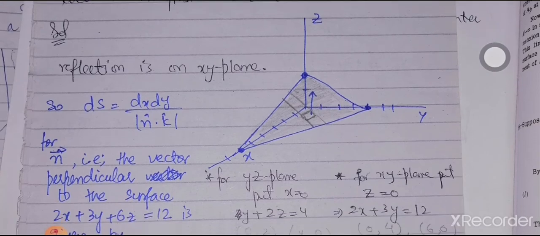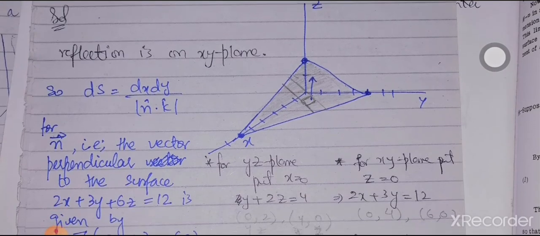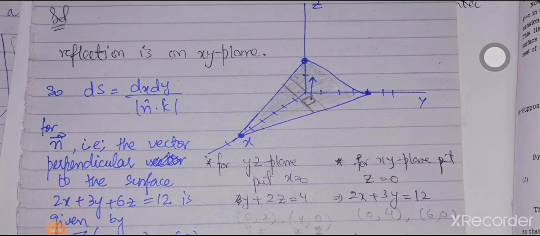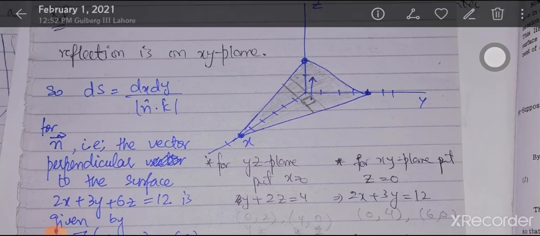To find its portion in the xy plane, we will put z = 0. So here I have put z = 0 and we get the equation 2x + 3y = 12. Now we can draw the line by putting x = 0 and then y = 0. So we get the points (0, 4, 0) and (6, 0, 0). Here I have drawn the points and joined them.